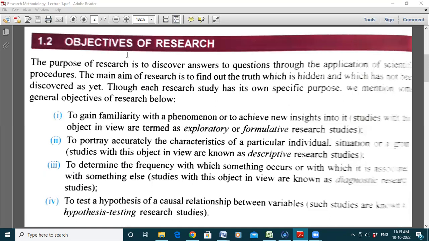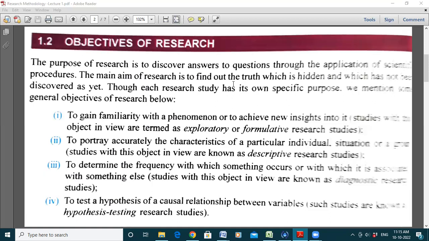And what was the main aim? The main aim of research is to find out the truth which is hidden and which has not been discovered as yet. Okay, so we try to find out the hidden truth regarding some fact. Now, in case of every research, there may be different types of objectives, right?